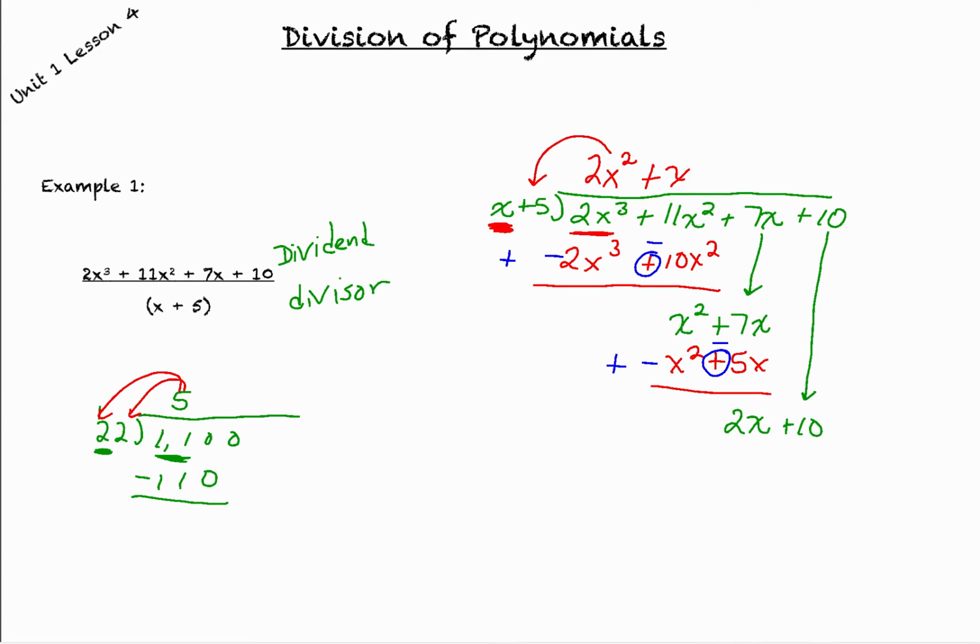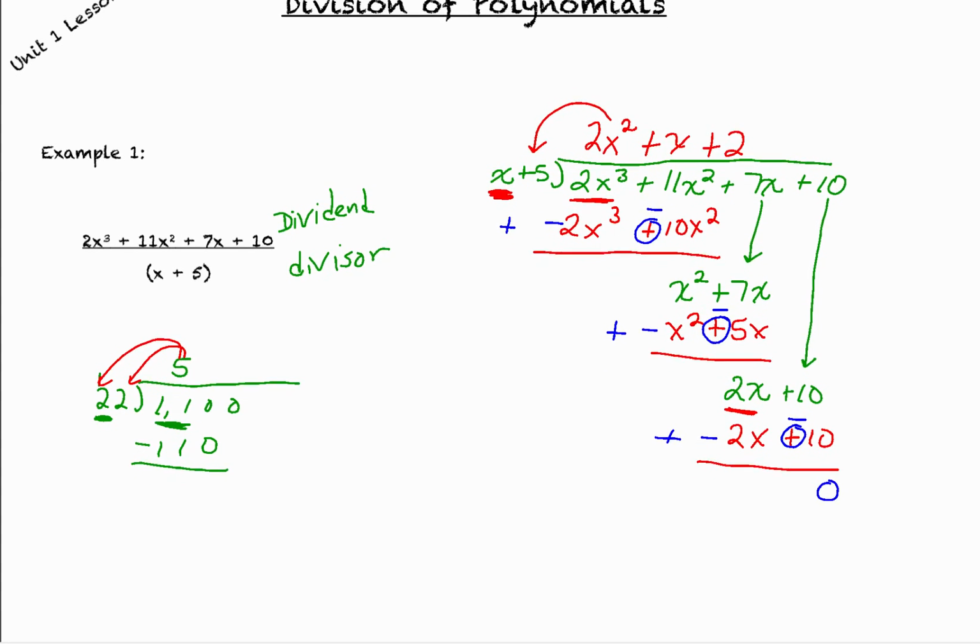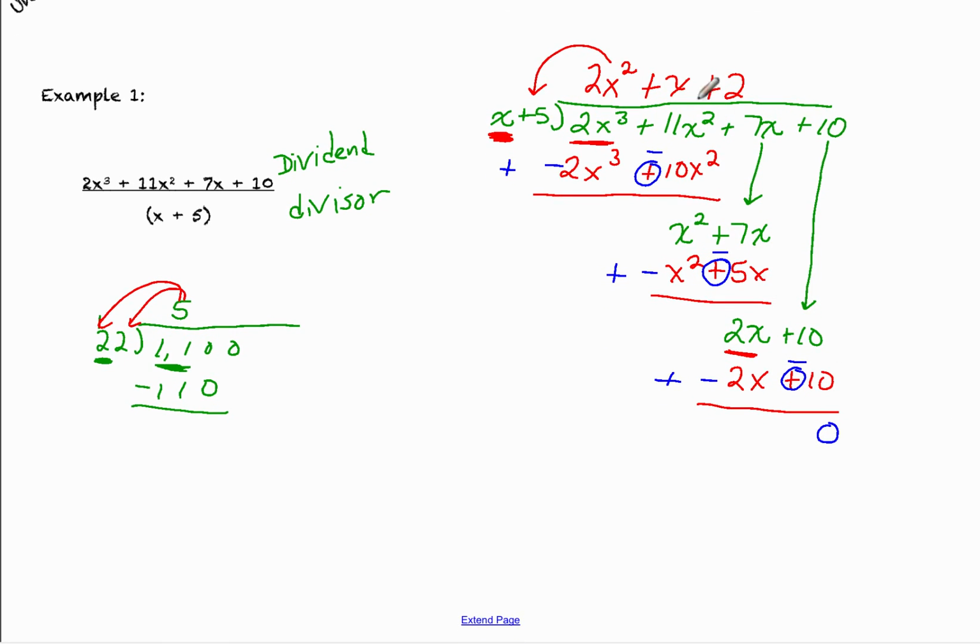How many times does x go into 2x? Well, positive 2. 2 times 5 is 10. 2 times x is 2x. Subtract, so we're going to add the opposite, and voila, there's no remainder. So what we really want you to understand is that you just figured out the quotient.